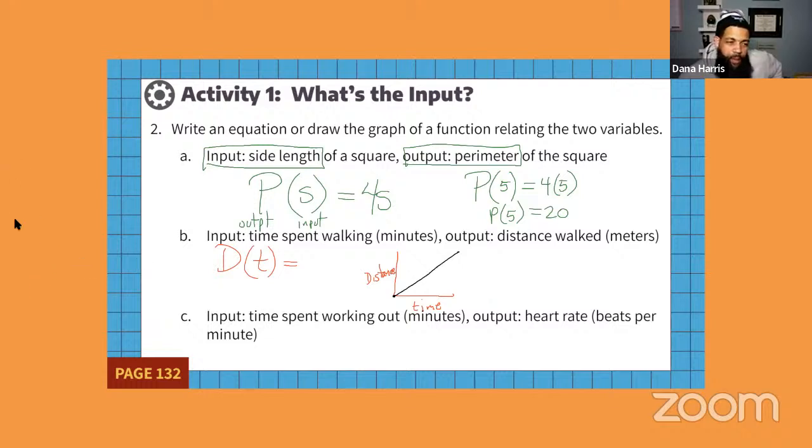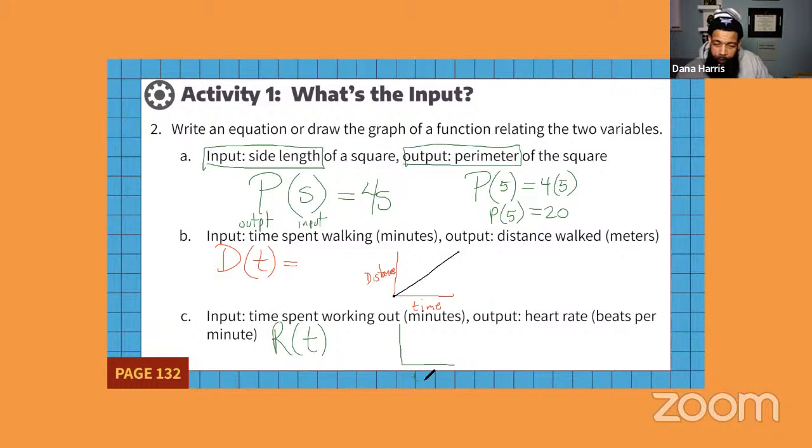All right. Let's look at the last one. Input, time spent working out in minutes, and the output is the heart rate in beats per minute. So this one, once again, we could say R for rate and T for time. Now, we don't have anything to set this equal to because there's no formula to find out how fast your heart speeds up or how to measure your heart rate, but we can draw a graph of this.